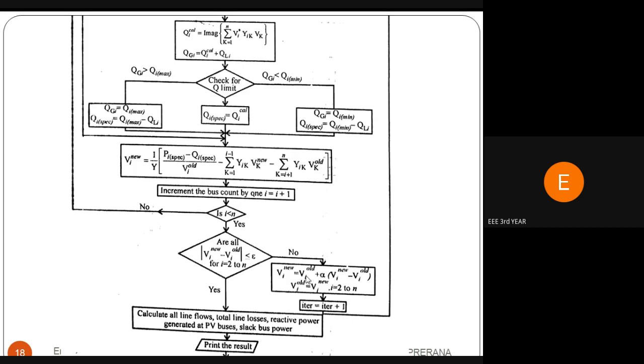After finding the new voltage, we can calculate all the line flows, total line losses, reactive power generated at the PV buses, and slack bus power. After calculating all these parameters, we can stop the iterations. This is explained in this flowchart. I hope you can understand the algorithm and flowchart of the Gauss-Seidel method. Then we will see some problems solved under the Gauss-Seidel method.